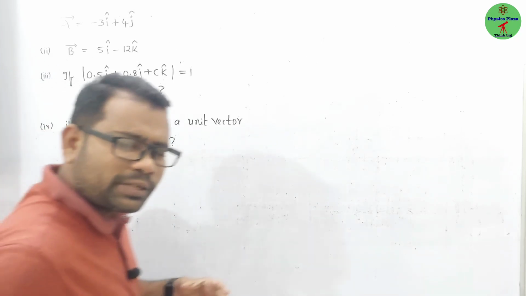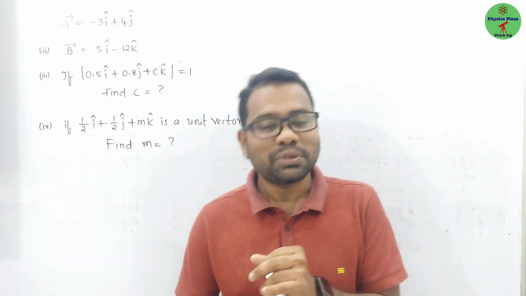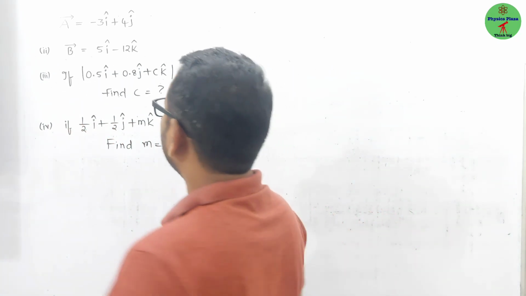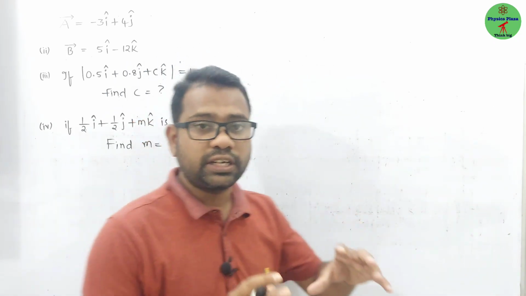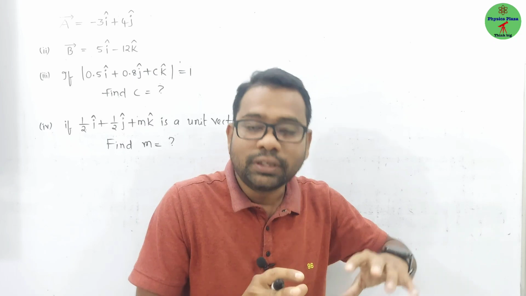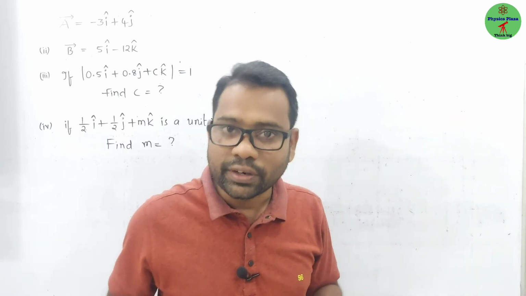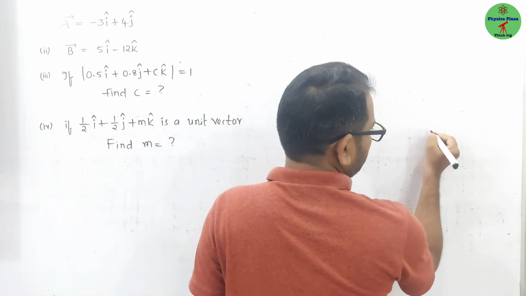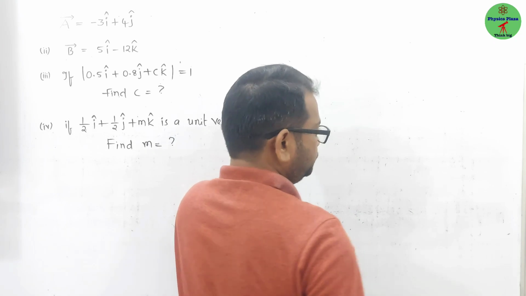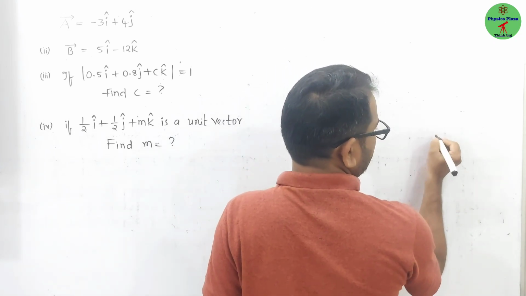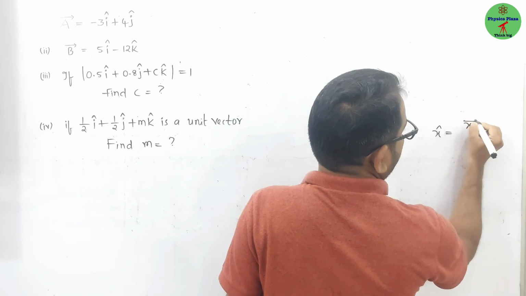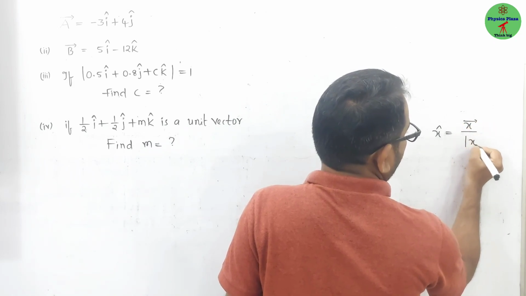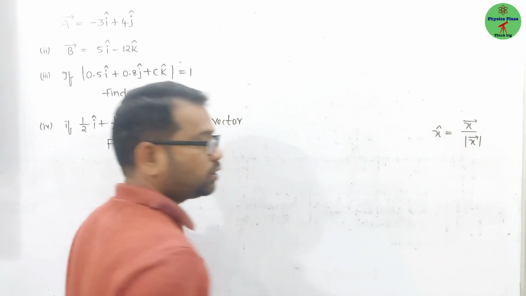Children, let us solve simple numericals to have more understanding about the unit vector. As we discussed, if any vector is divided by its magnitude, then as a result we get a unit vector, right? So in a simple manner, the unit vector of x is nothing but the vector divided by its own magnitude. This is what we are going to apply.